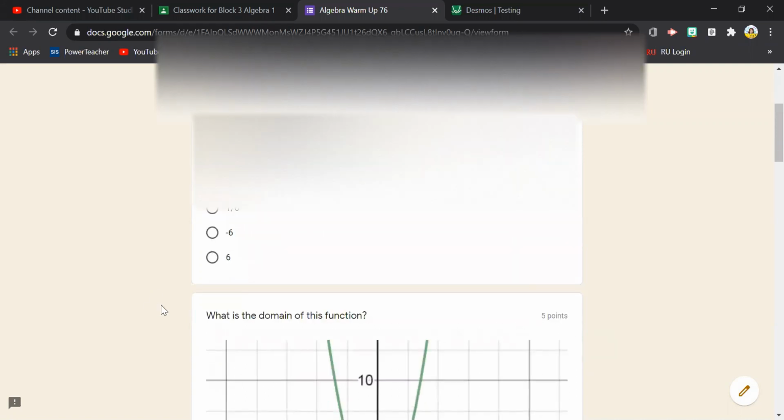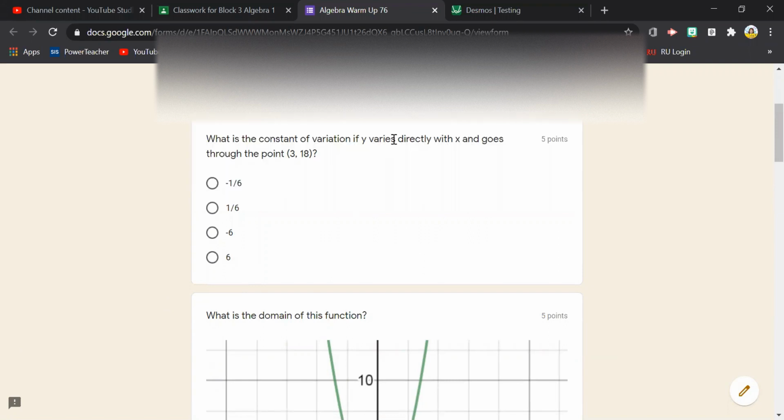So the first one says, what is the constant of variation if y varies directly with x and goes through the point (3, 18)? Whenever we are varying directly, that's when we have to do y divided by x. So all I had to do was y, which is 18, divided by x, which is 3, and 18 divided by 3 is 6.